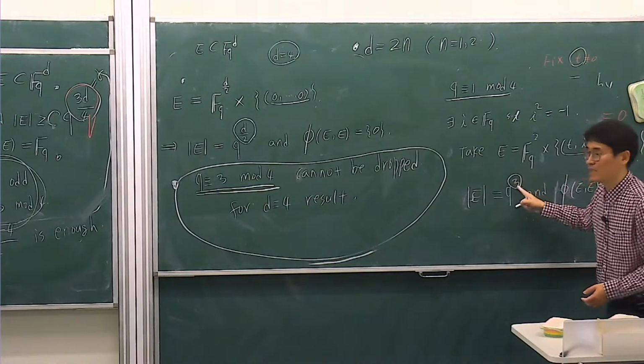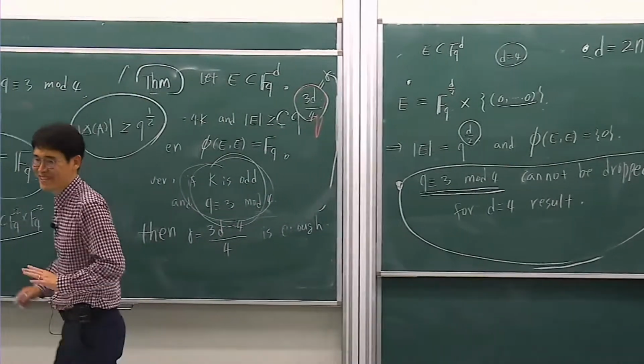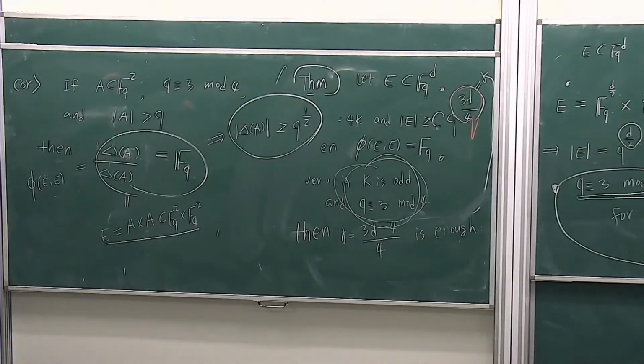So it cannot be D over 2, right? So every statement is sharp. We can visualize this problem. We can completely understand this problem with this good function.